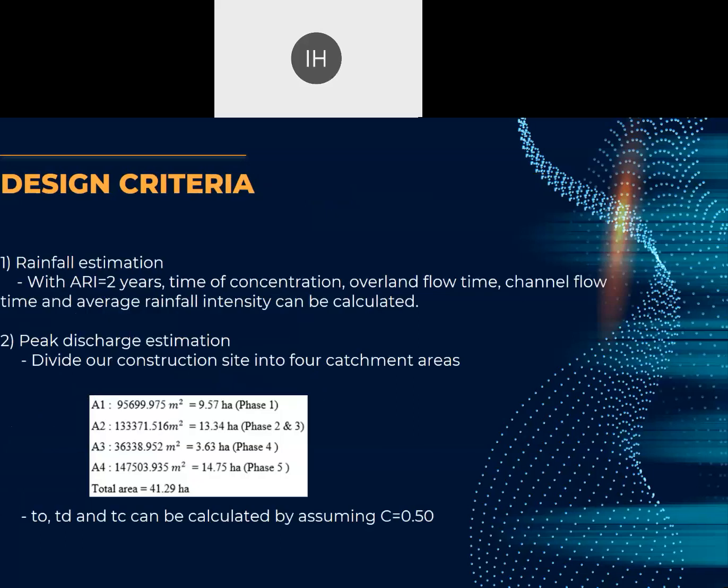For design criteria, firstly we design rainfall estimation with ARI equal to 2 year, time of concentration over land, flow time, channel flow time, and average rainfall intensity can be calculated. Second, peak discharge estimation. We divide our construction site into 4 catchment areas: Area 1, Area 2, Area 3, and Area 4. For total area, our project is 41.29 hectare.